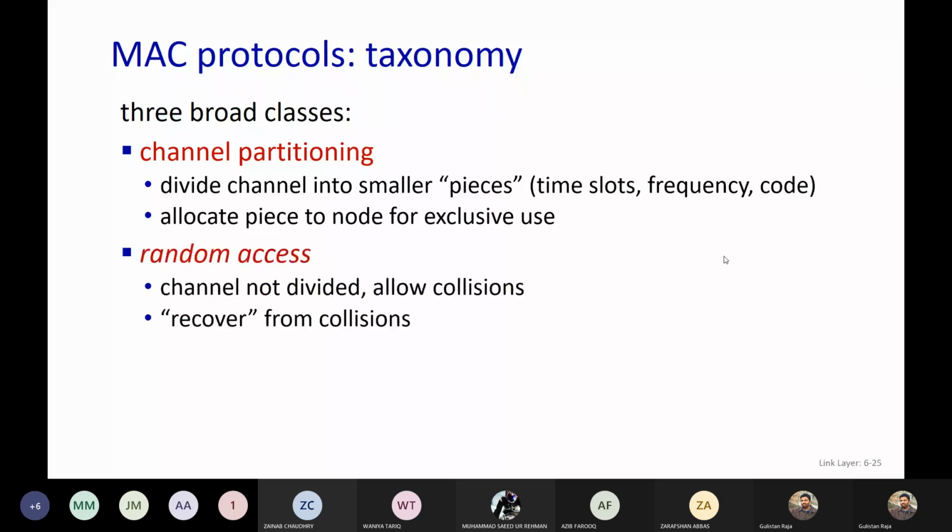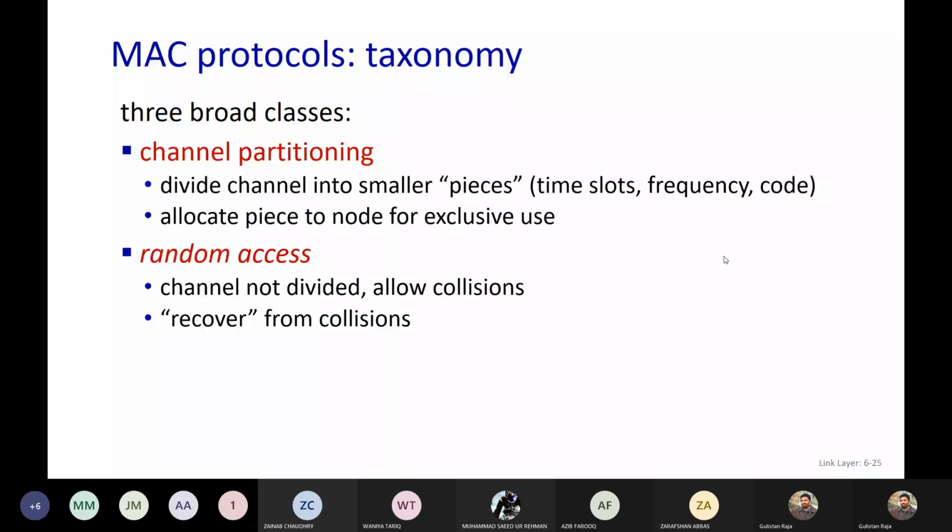The second class is the random access class. In the random access class, the channel is not divided. So when the channel is not divided, collisions will be there. Collision is a natural process, because the channel is not divided into time slots, frequency, or code. So naturally collisions will occur in random access. So the algorithms described in the random access class basically describe a method to recover from collisions. So this is the second class.